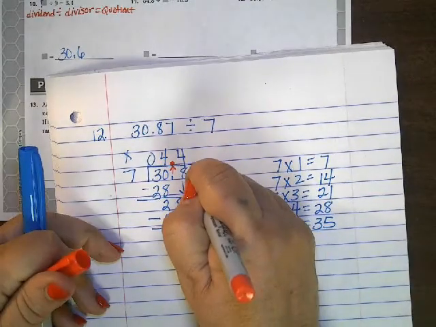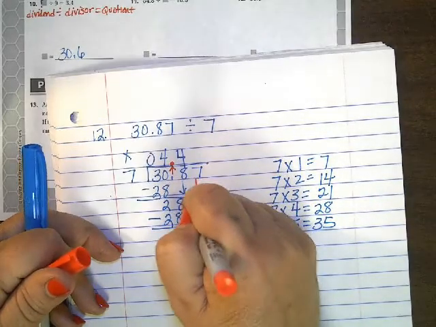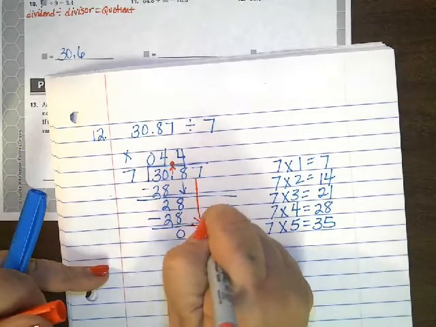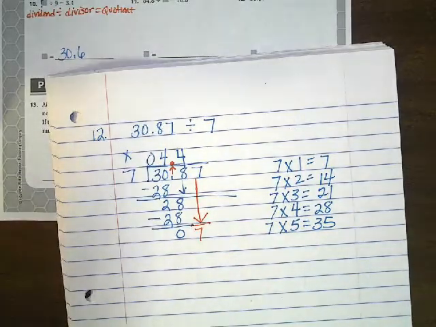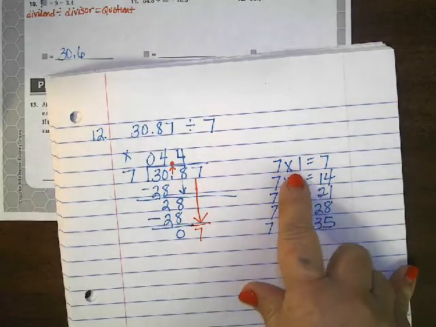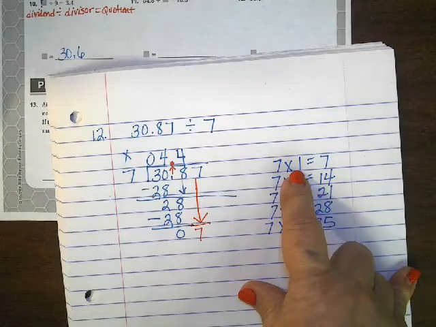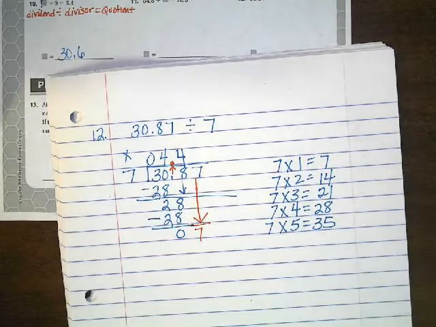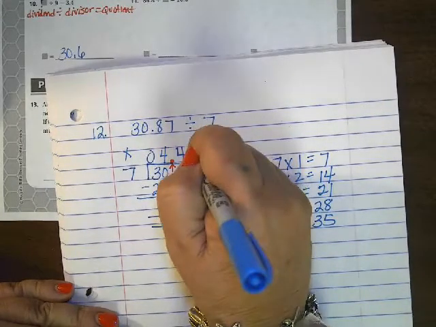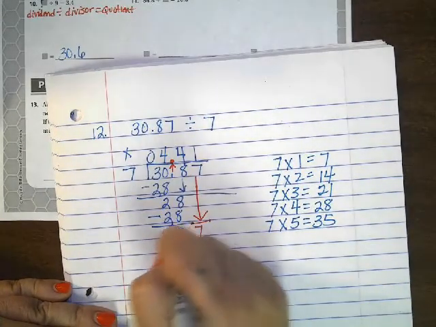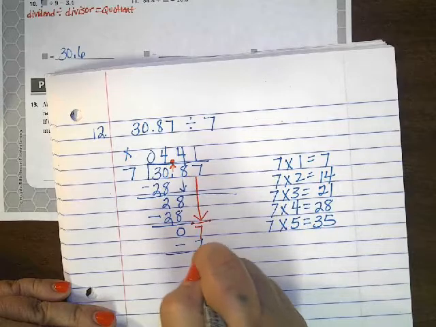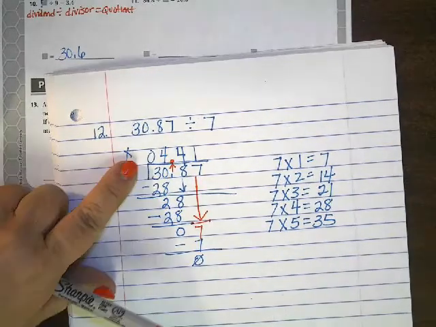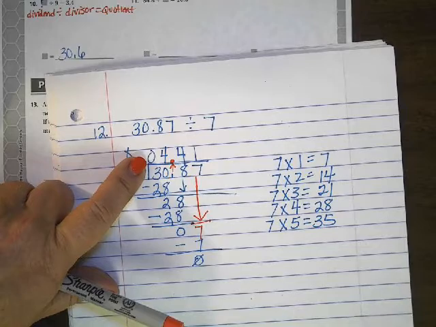I have my hundredths, and in my hundredths, I have 7 hundredths that need to be represented. Well, look at this. I'm going to have 1 in each group to get my total of 7 hundredths, because 1 times 7 equals 7. And then it's 0. I'm done. So the answer to this problem, the quotient, is 4 and 41 hundredths.